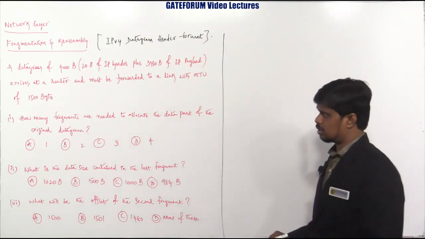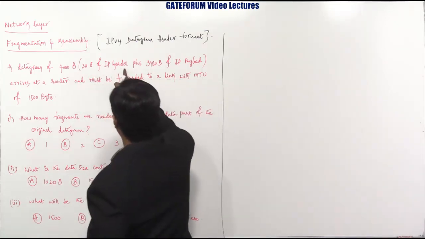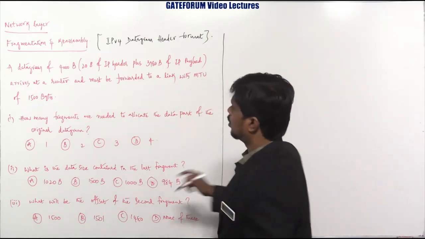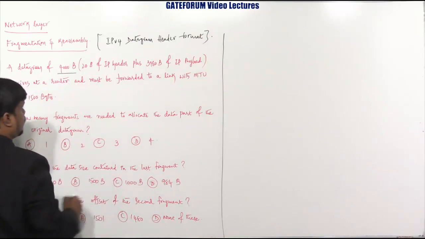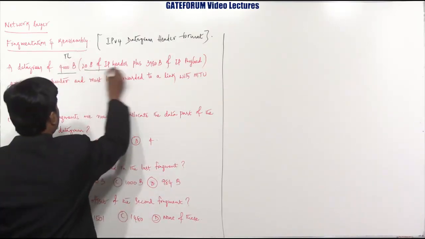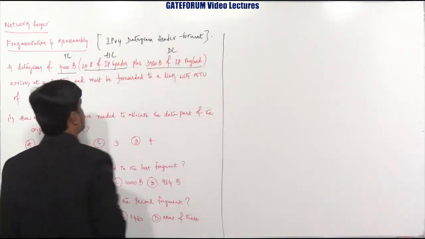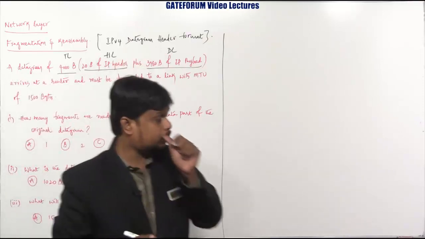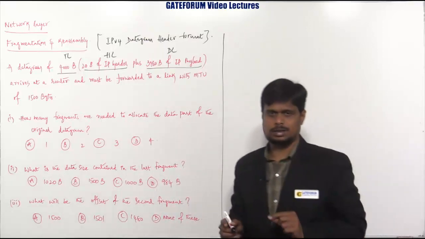Coming to the question statement, a datagram of 4000 bytes consists of 20 bytes of IP header plus 3980 bytes of IP payload. So the total datagram size is 4000 bytes, with 20 bytes of header length and 3980 bytes of data length. In the IPv4 header format, total length is equal to header length plus data length.